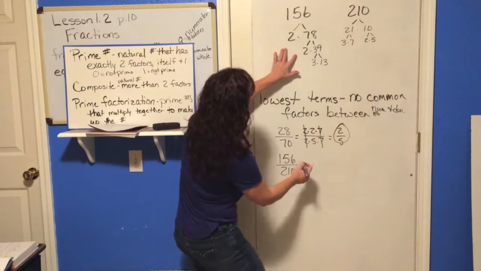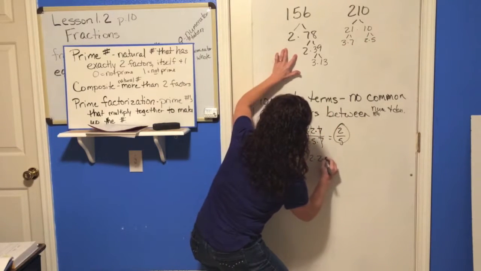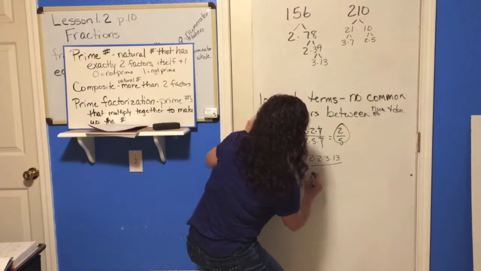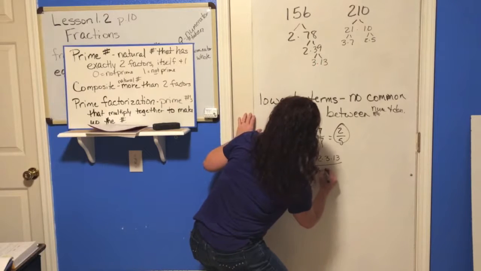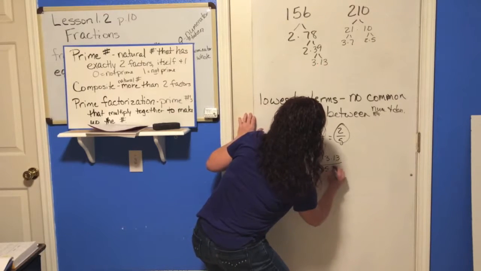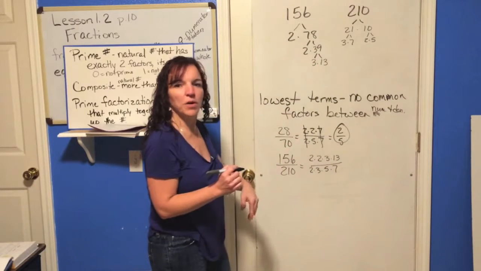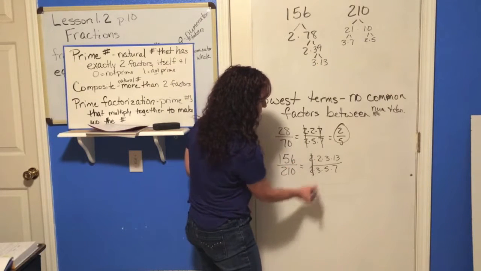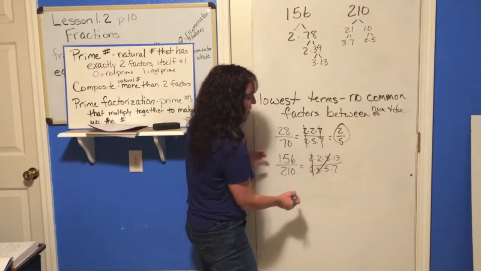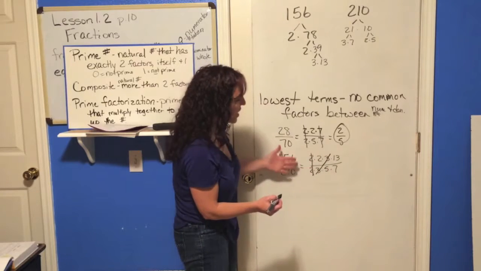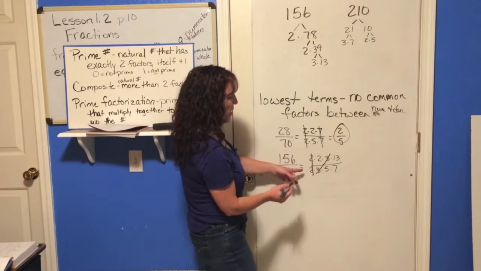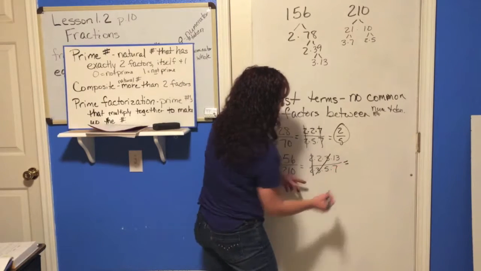So let's put them down here. 2 times 2 times 3 times 13 on the top. And on the bottom, we have 2 times 3 times 5 times 7. And if you don't have them exactly in numerical order, that's okay too. It's going to work fine. So 2's match, reduce them. 3's match, reduce them even if they're not exactly on top of each other. If they're anywhere in that line of multiples, that is fine. Line of factors, excuse me.